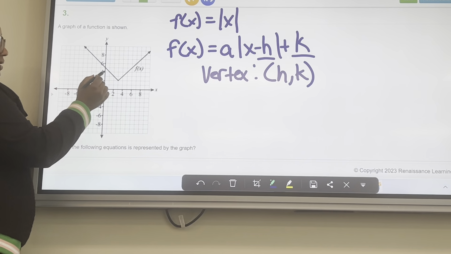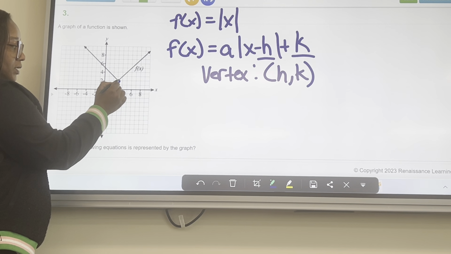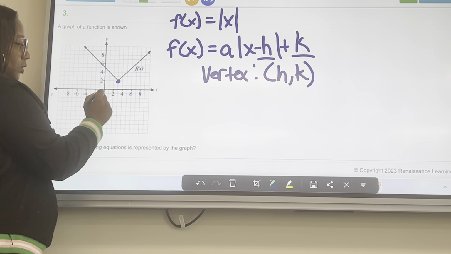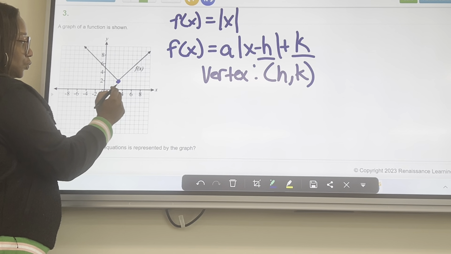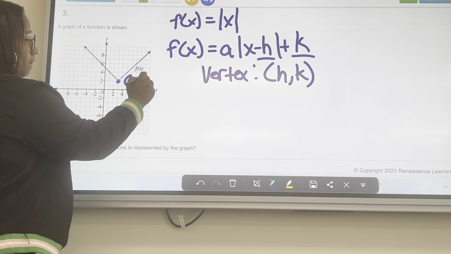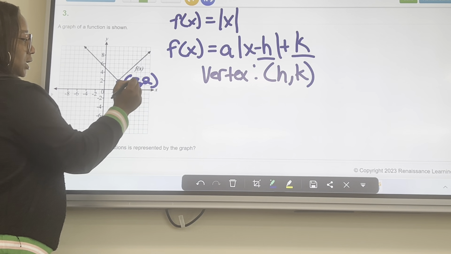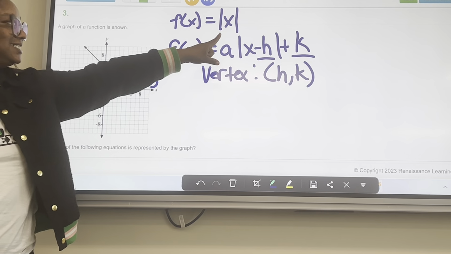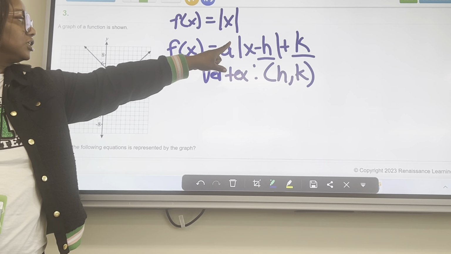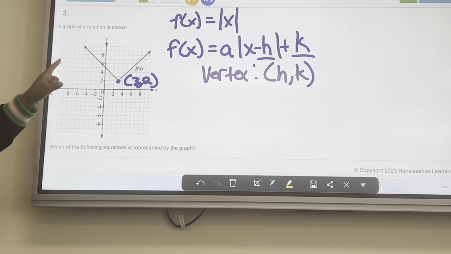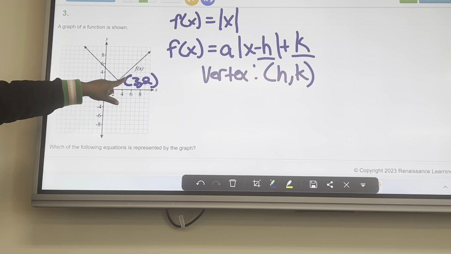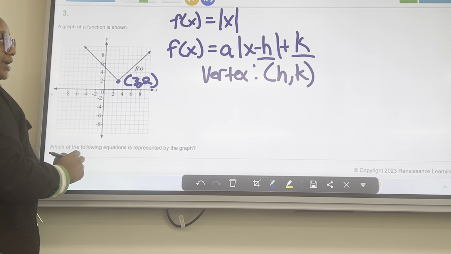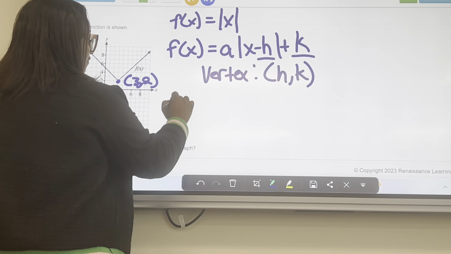Your vertex is going to be this endpoint of the V, this point right here. So what are the coordinates for this point? Well, it looks like it's positive 3, 2. Positive 3, comma 2. So if I substitute positive 3, 2 into this transformative function for absolute value, it gave me a positive 3, but I know once it goes into this, it should actually be a negative 3 for h.